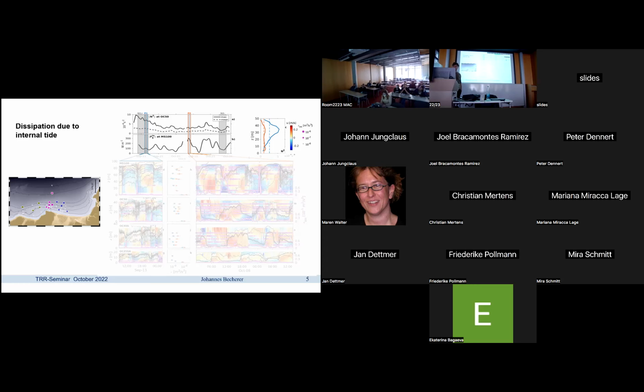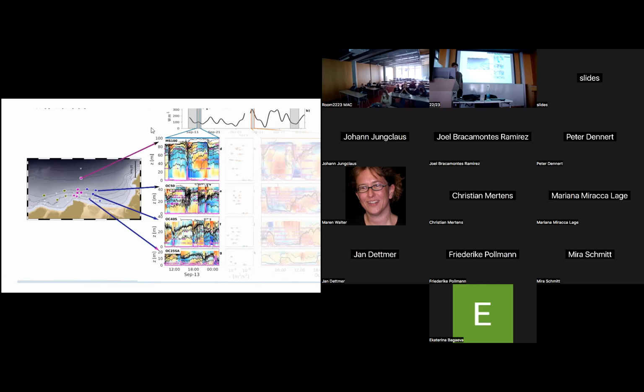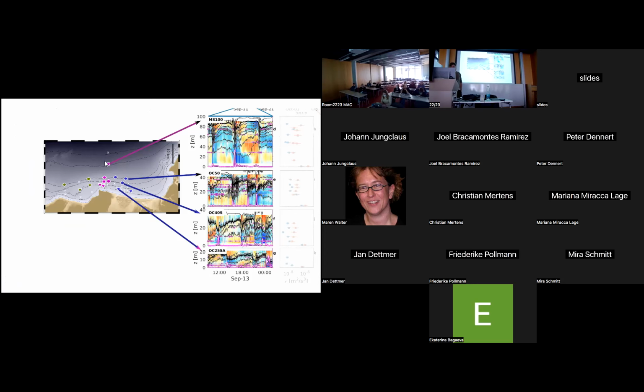Over here, you see the vertical profiles of stratification, N squared, for the red, the weaker stratification period. It's more homogeneous across the water column, and we have more of a pycnocline situation for this initial stronger stratification period. I'm highlighting a couple of moorings here. This is the MS-100, the deeper mooring. I'm showing you data from the initial stronger stratification period: MS-100, then one mooring at 50 meters, one at 40 meters, and one at 25 meters.